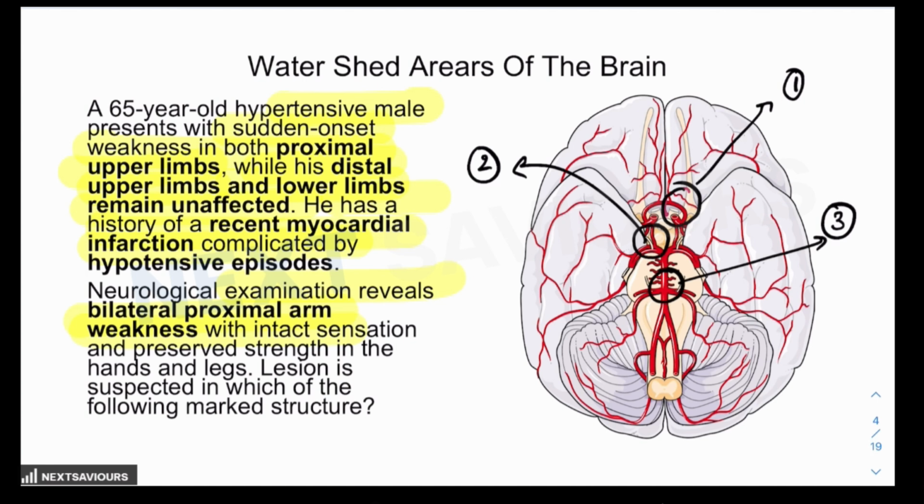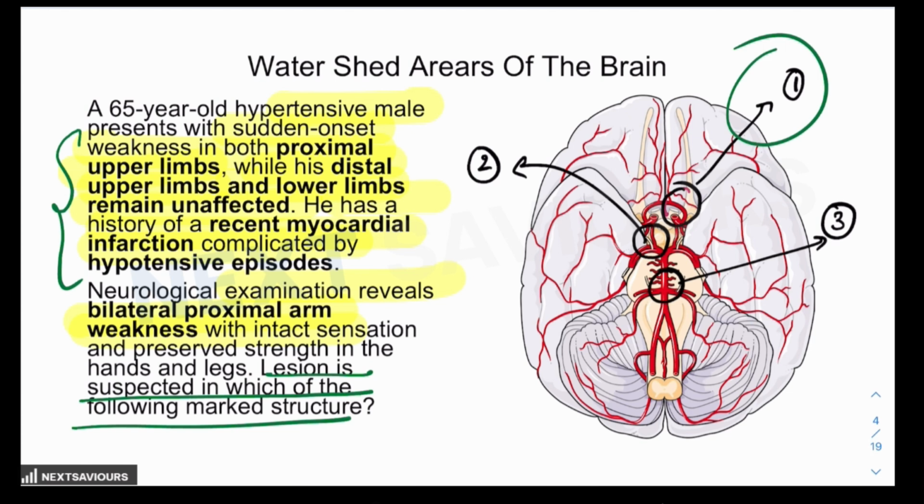The neurological examination reveals the same. As we can very clearly find out from the question itself, there is a feature of man-in-barrel syndrome provided to you. How have we identified it? Because of the involvement of the proximal limb weakness affecting the shoulder and the hip, but sparing the hand and feet. And then they will ask you a question in the form of: lesion is suspected in which of the following marked structures, and they can highlight one to two structures in the base of the brain. And the answer for this question obviously is the ACA-MCA watershed area.